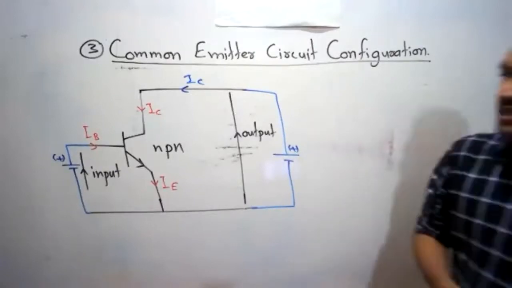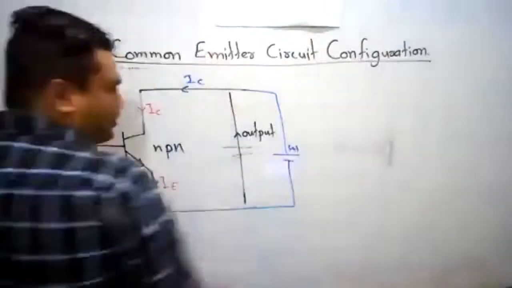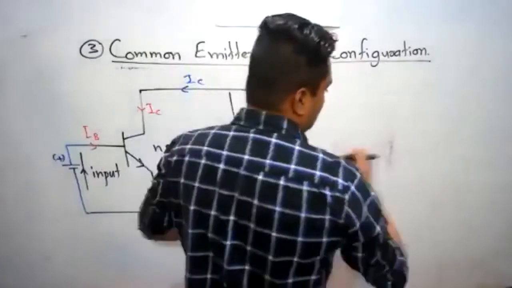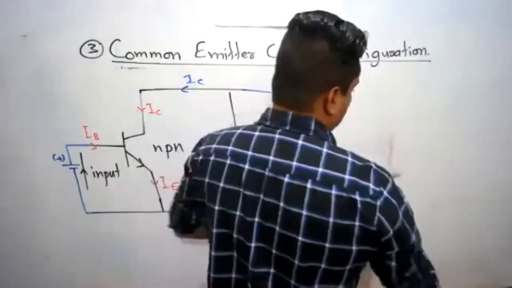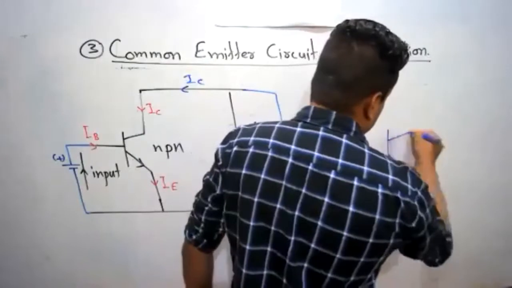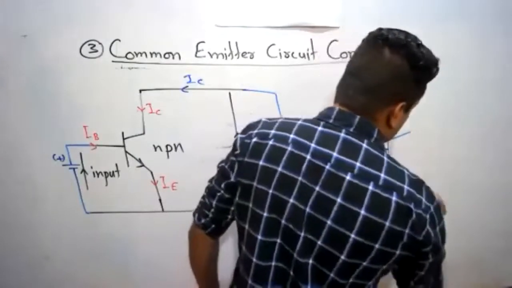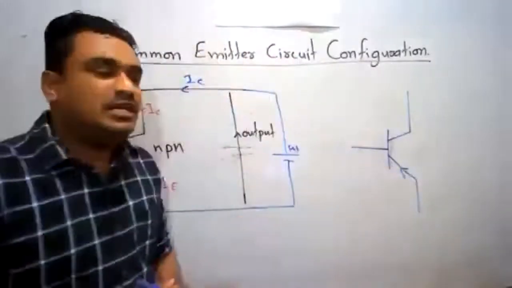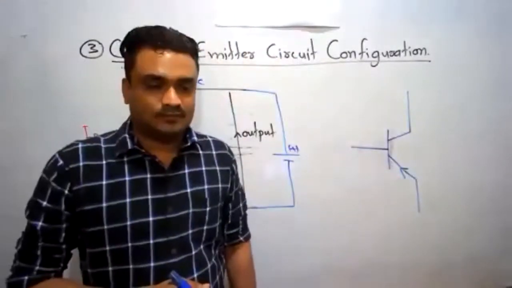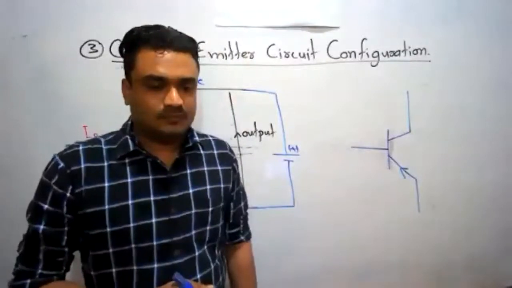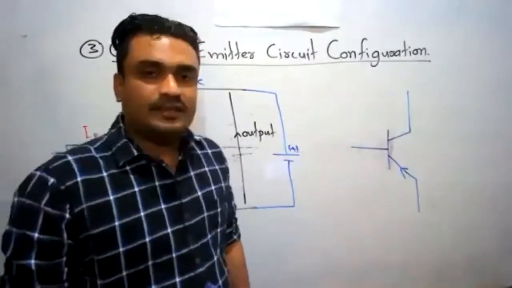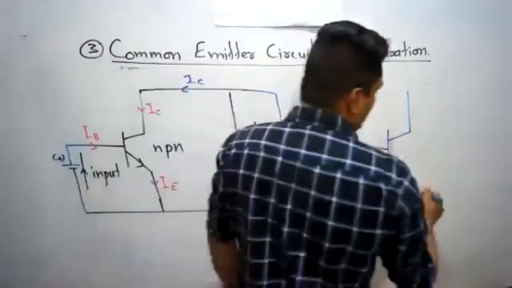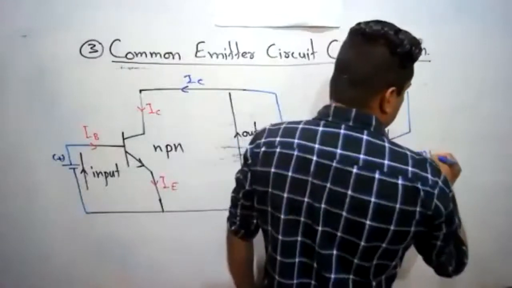Right, so we can do the same circuit for a PNP transistor. Look at the board. What is this transistor? PNP or NPN? PNP, sir. How do you identify it? Arrow is towards the base. Therefore, this is the PNP transistor.